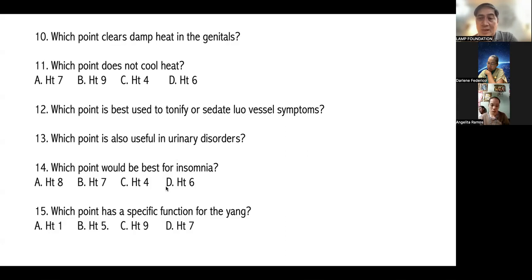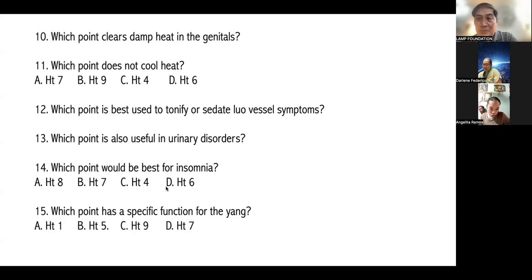Number 14, what is your answer, Ma'am Angelita? Heart 7, Doc, for insomnia. Wow, your favorite. Yes, Doc. Okay, number 15. Young, Doc. Oh, Heart 7 also, Doc.